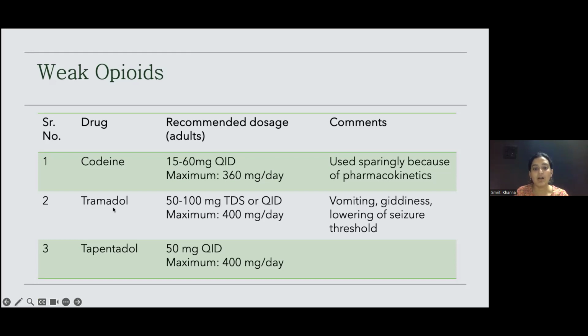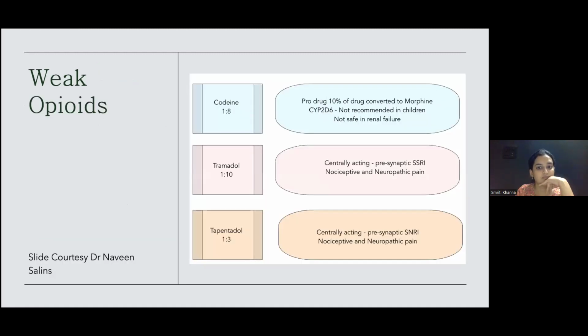Tramadol, the dosage is 50 to 100 milligrams thrice a day or 4 times a day, and a maximum of about 400 milligrams per day. I'm going to come to all these individual opioids also. Tapentadol is given at a dosage of 50 milligrams 4 times a day. We have a little less data on tapentadol as compared to tramadol because tramadol has been in the market longer, so there are a lot more post-marketing studies on tramadol. That being said, tapentadol is considered quite an effective drug, although we don't have enough data yet. It's still being used quite frequently.